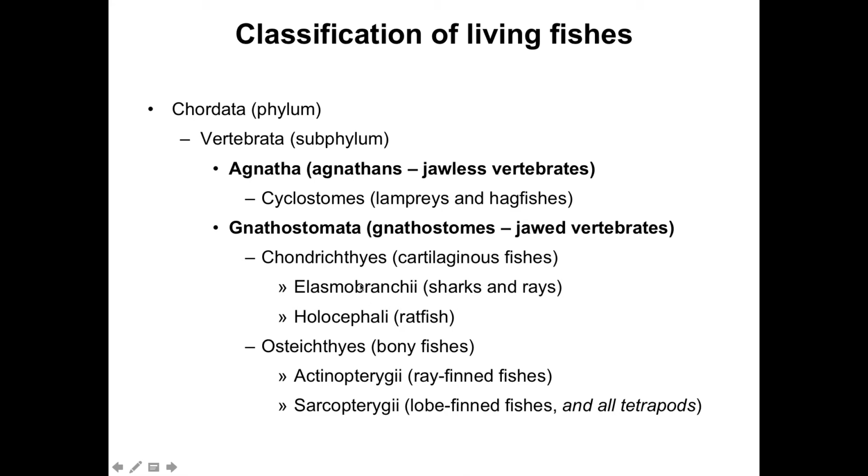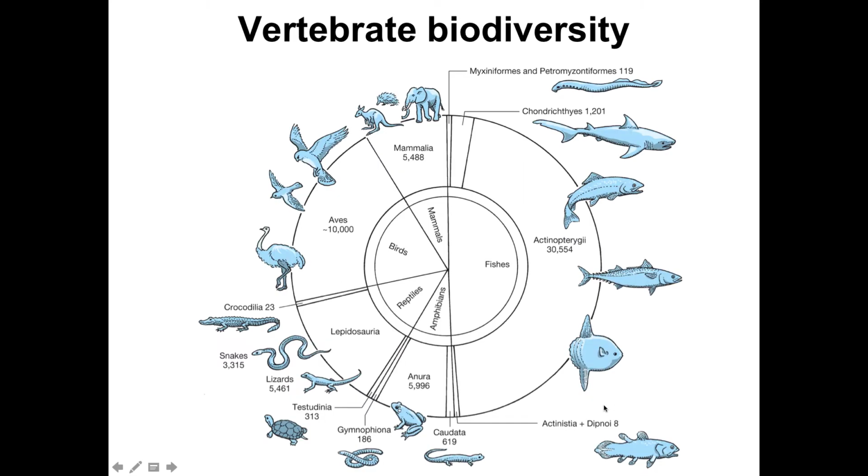Within the chondrichthyes, we have the sharks and rays, the elasmobranchs, and the holocephali, which are the ratfish. Those two groups are in the chondrichthyes. And the bony fishes, the osteichthyes, can be separated into two groups: the Actinopterygii, the ray-finned fishes, and the Sarcopterygii, the lobe-finned fishes. And all tetrapods can also be grouped within the sarcopterygians, ancestors of all tetrapods.